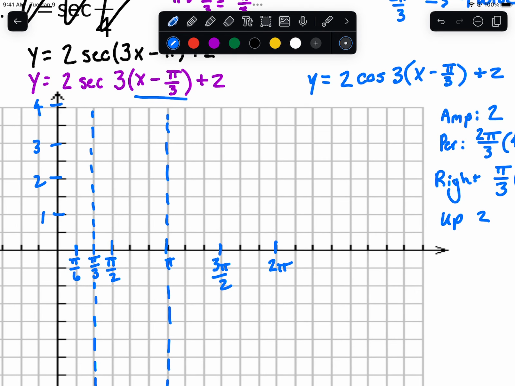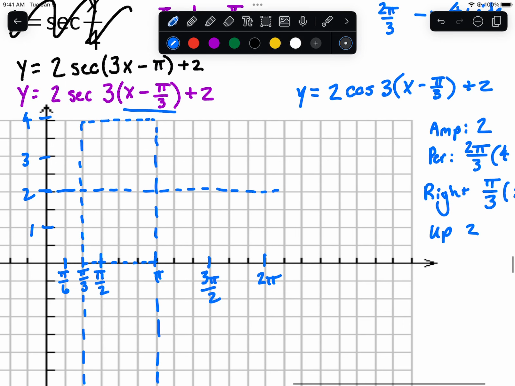Okay. The midline moved up 2. So that would be located right there. You can extend it as long as you want there. And then the amplitude from there is going to go up 2 and down 2 from there. So inside of that little box is where I should fit my entire cosine curve.